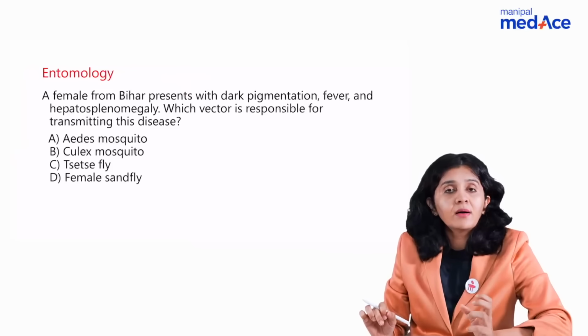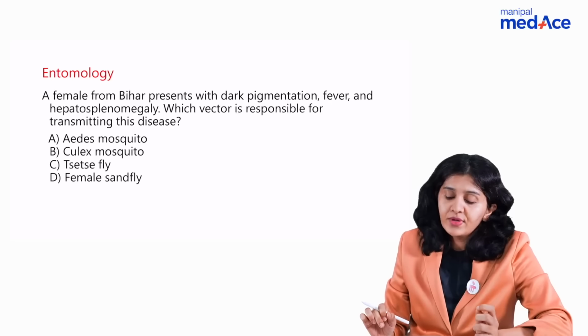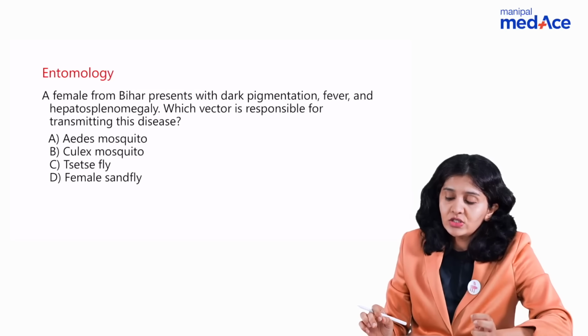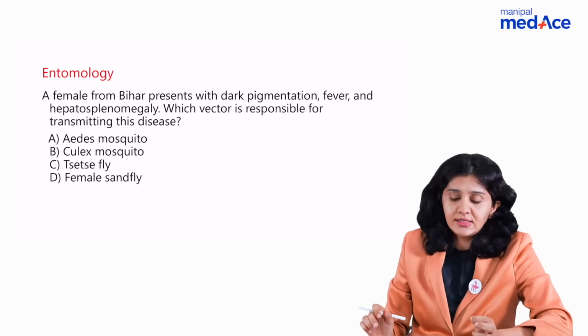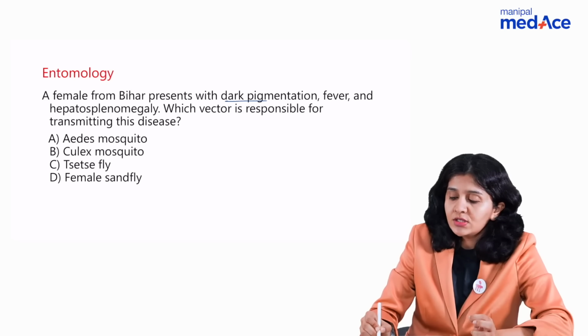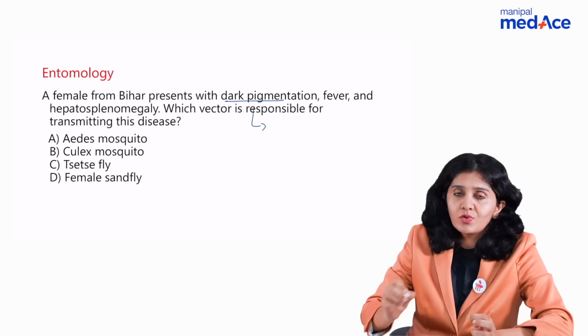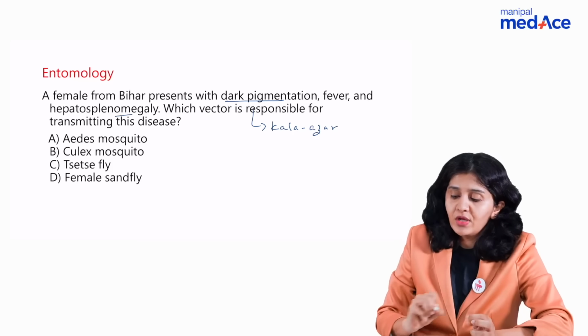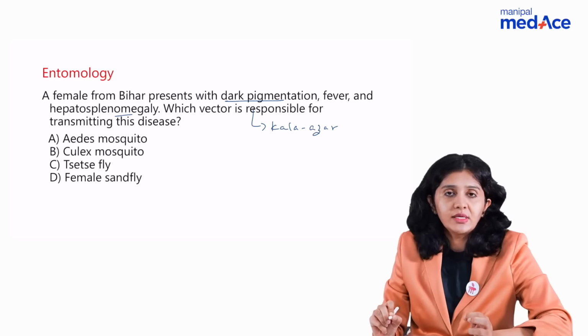Moving on to a question which was from entomology. The scenario was like this. A female from Bihar presents with dark pigmentation, fever, and hepatosplenomegaly. Which vector is responsible for transmitting this disease? All right, dark pigmentation. So the minute you see this, you should arrive at the diagnosis. So what is the diagnosis here? Kala Azar, right? There is hepatosplenomegaly also. So which vector is responsible for transmitting this disease?